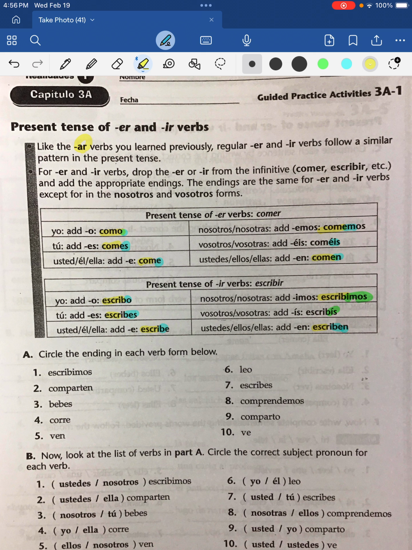O, as, a, amos, an. O, es, e, emos, en. O, es, e, imos, en. So that's the one right up there, the nosotros ending.